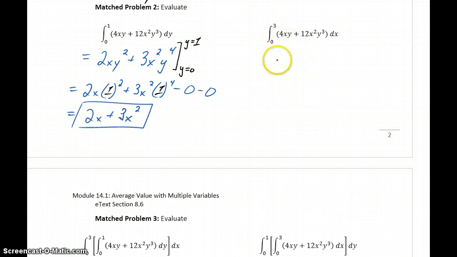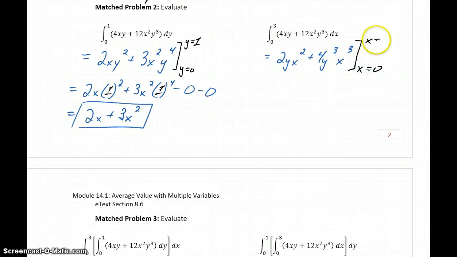So similarly here, we already found that this result, when we integrate this function with respect to x, will become 2y x squared plus 4y cubed x cubed. And now since we integrated with respect to x, we'll evaluate this from x equals 0 to x equals 3. And again, nothing here is going to be substituted for y. We're only going to plug these values in for our x terms.